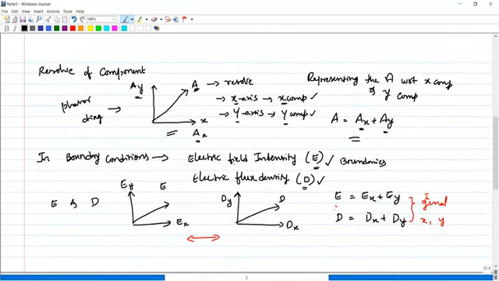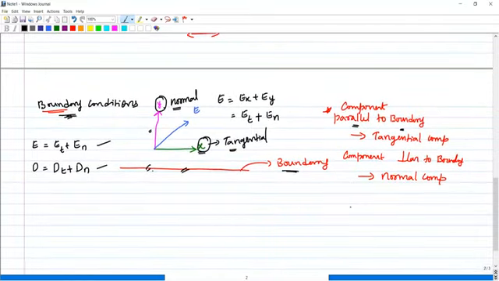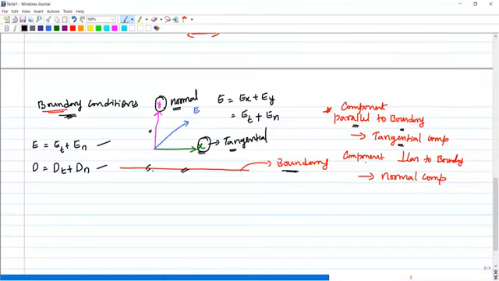Okay, so first we are seeing how to resolve one component. We have resolved the component into two, that is with respect to x and y. But here, since we are going with respect to the boundaries, whatever the component which is parallel with the boundary, we are going to call it a tangential component. Whatever the component which is perpendicular to the boundary, we are going to call it a normal component.